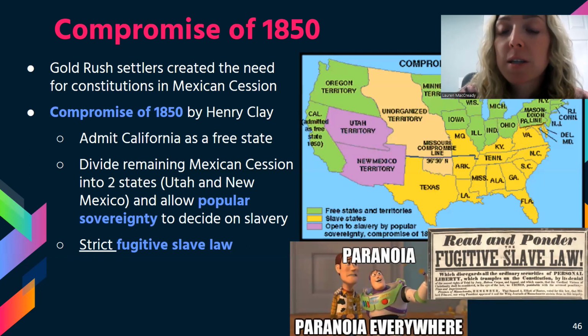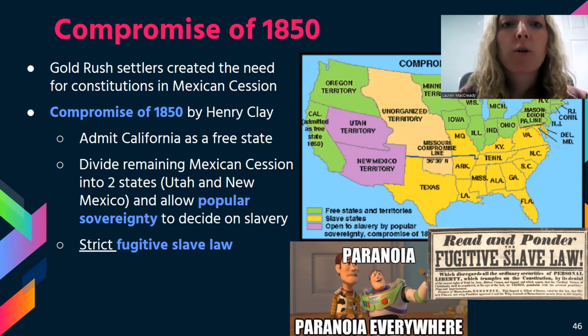So this is the first time popular sovereignty has been put on the table. It will not cause an issue right away because no one lives out there. That vote to determine if something is going to be free or slave will not happen for a while. So I wanted to clarify that: popular sovereignty, yes, is being used here, but not causing problems yet because no one lives there.